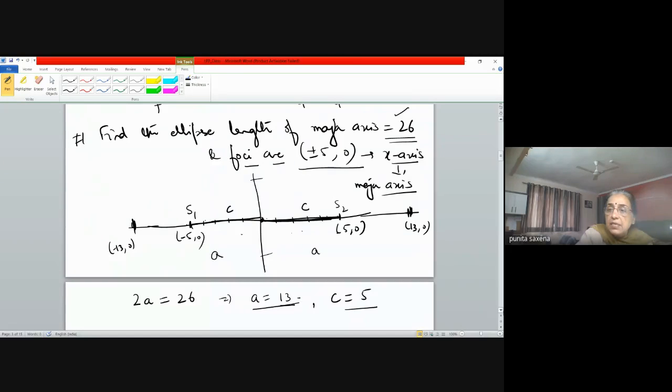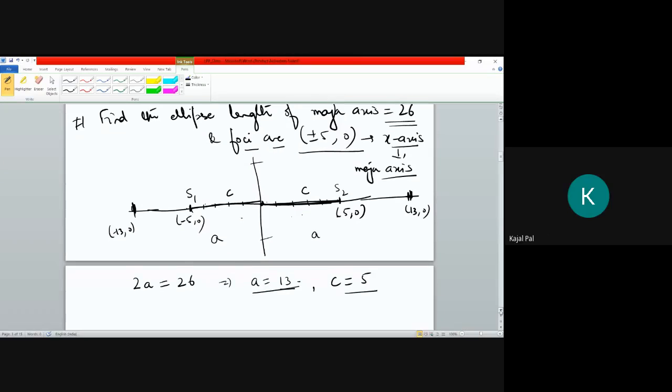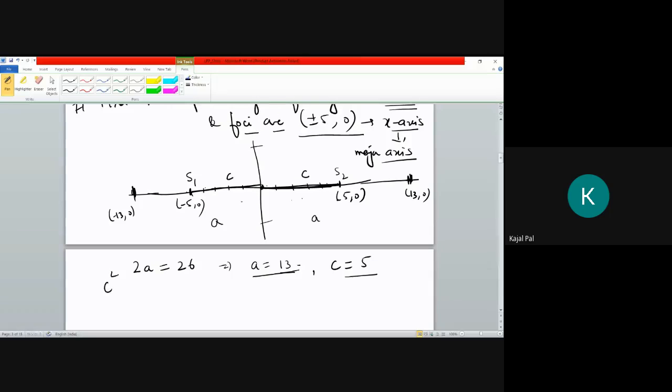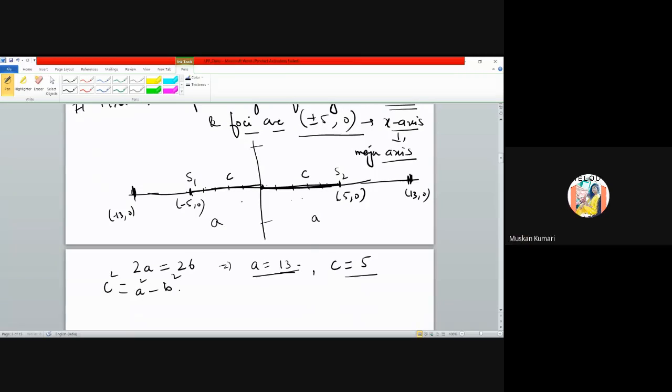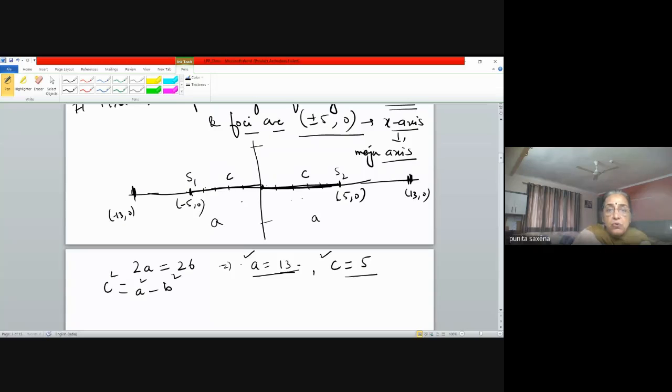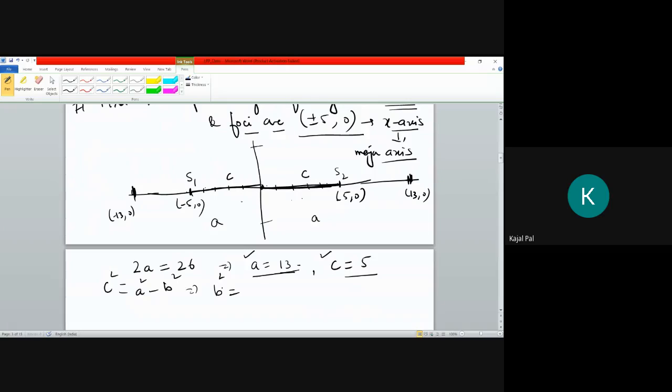क्या है हमारे पास? C square is equal to A square minus B square. Now you know C, you know A. Can you not find your B square? Then B is equal to 12.